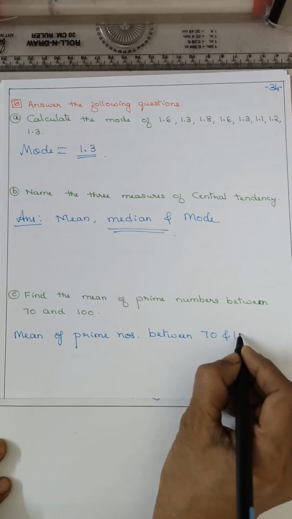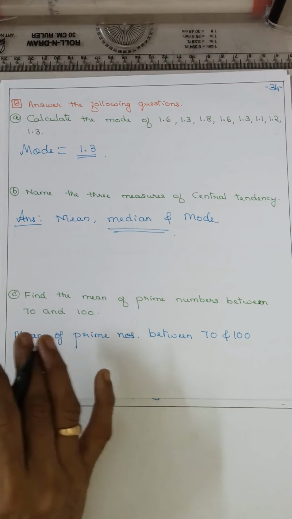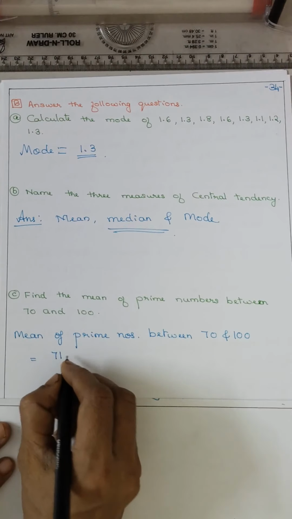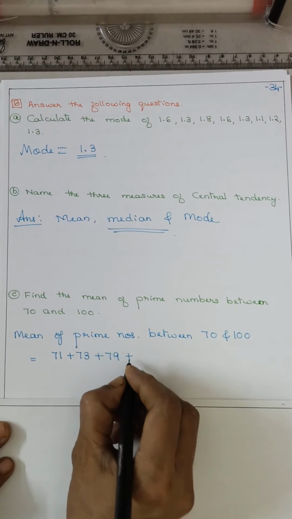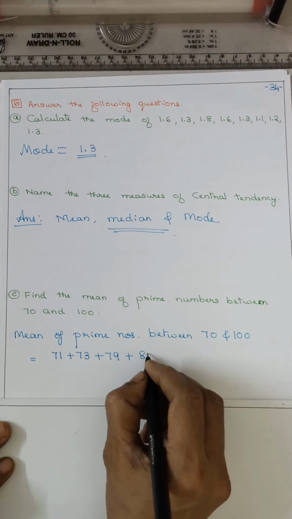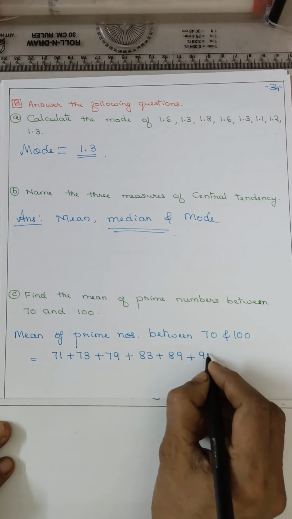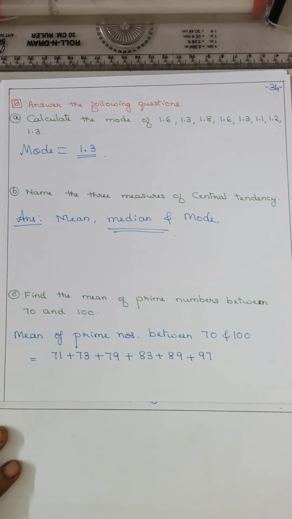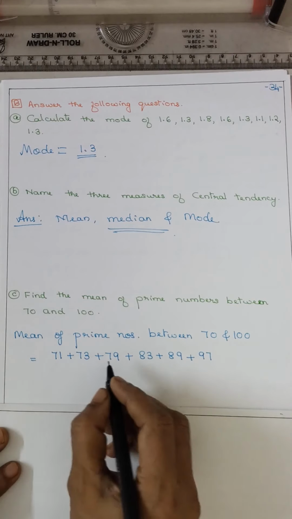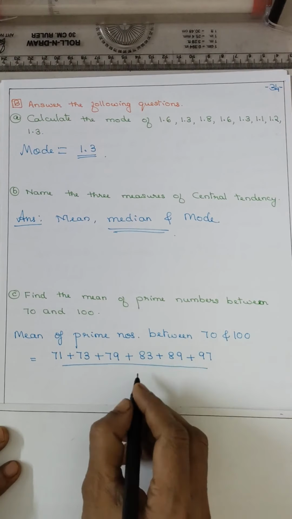70 and 100. So which are the numbers in the 70s? It is 71, 73, 79. In the 80s, it is 83 and 89. And in the 90s, it is 97. Remember the table: 71, 73, 79, 83, 89 and 97. So total how many are there? 1, 2, 3, 4, 5, 6.